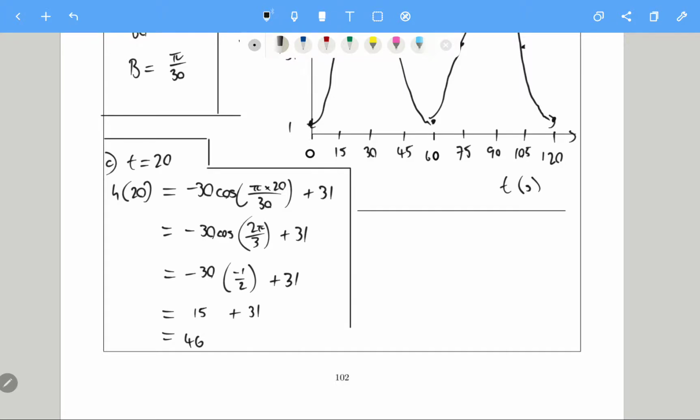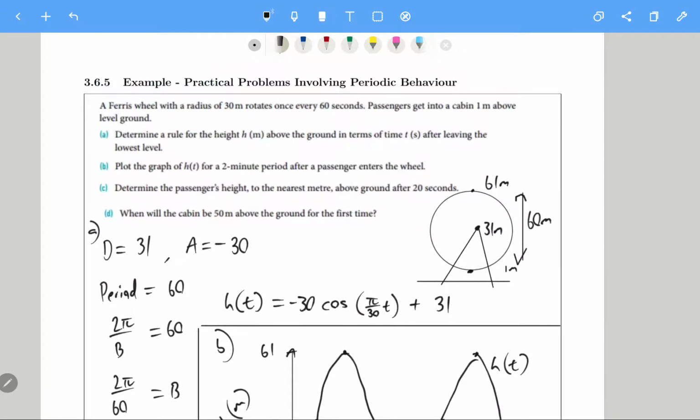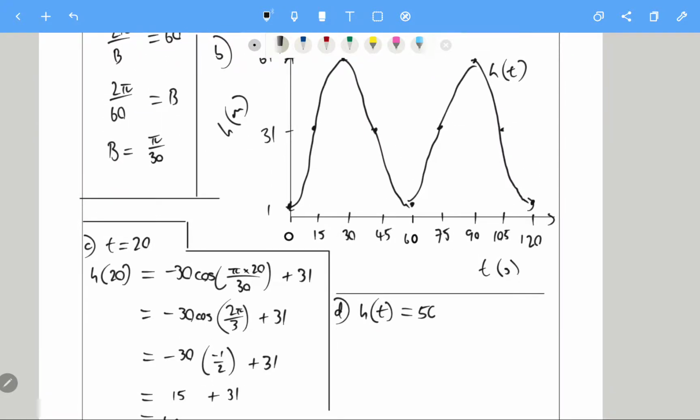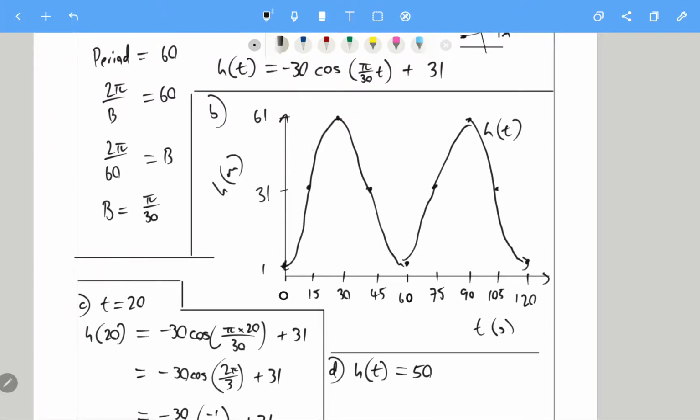Now for the last part of the question, we're going to need to use our calculator. Now you can try solving this one analytically, but unfortunately it's not going to work. So we're looking for when the height, h of t, is equal to 50 meters the first time. So if we have a look at our graph, we're looking for a point somewhere around here. So it should be in between 15 and 30 seconds, because at 30 seconds we're at 61, and at 15 seconds we're at 31. So somewhere in between we've got to be at a height of 50.